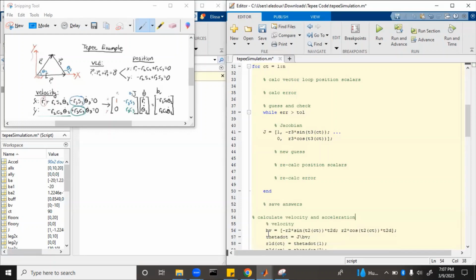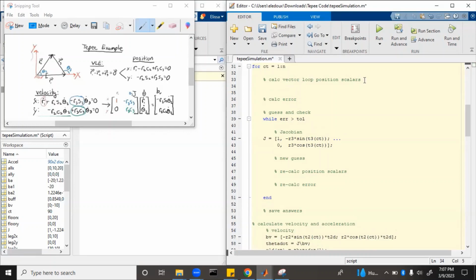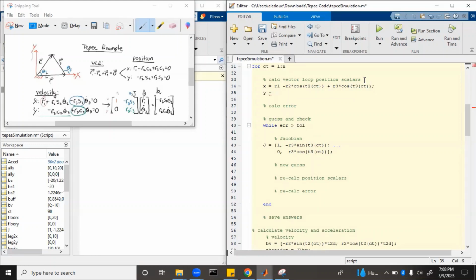Now, starting back up here at the top, calculate vector loop position scalars. Those are the X and Y equations, so let's just type those in. All right, now here, we have indexed correctly, except actually we'll need R1 of count. But really for this, we don't know what R1 and T3 are yet. We still have to calculate those. So how do we calculate the error without knowing what those unknowns are?